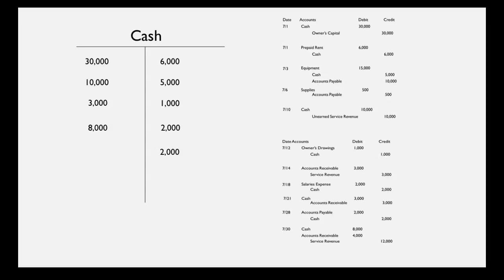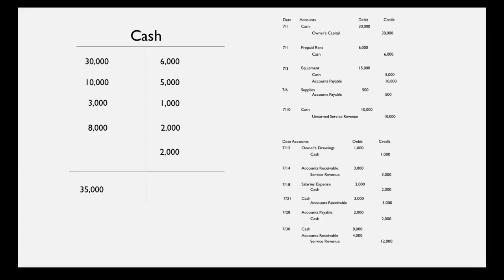So if we work on this, I'm going to give you guys a minute or so to figure out what the balance in cash is going to be based off of this T account. So we can see that the balance is 35,000, right? So we just add up our debits and subtract all of our credits. Now, what's important here is that we also clearly show that the balance is over on the debit side, right? Because it's a debit balance in cash.